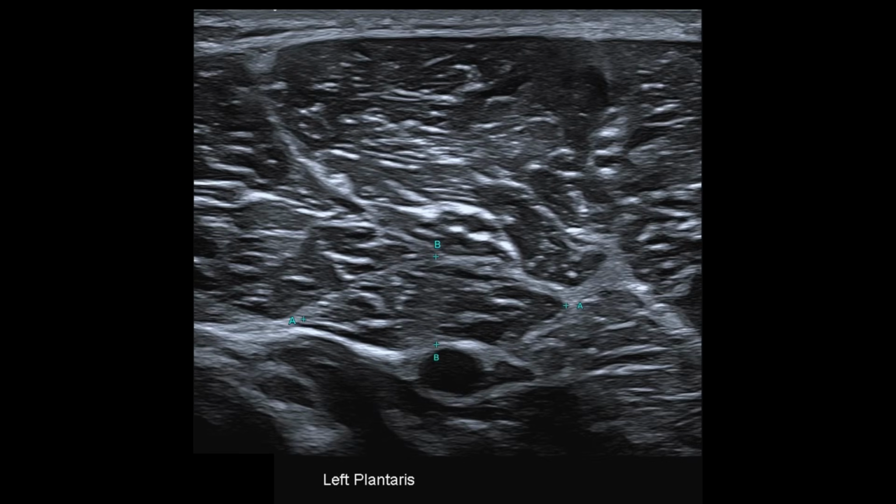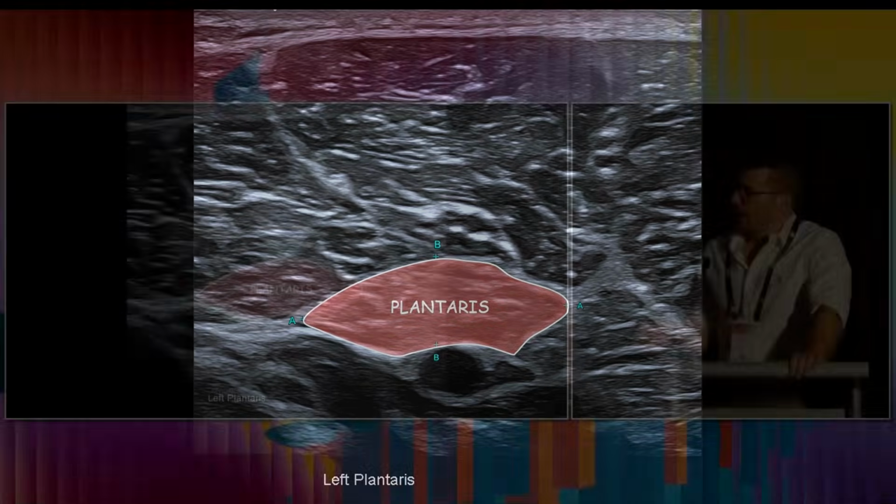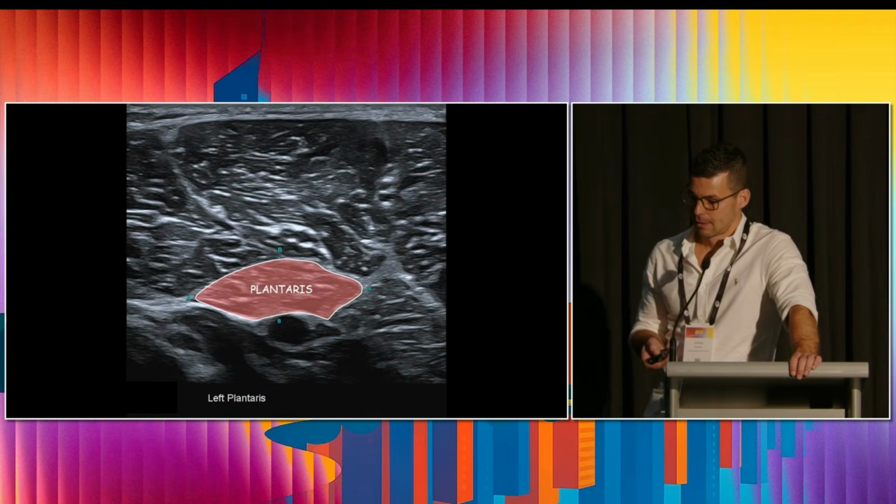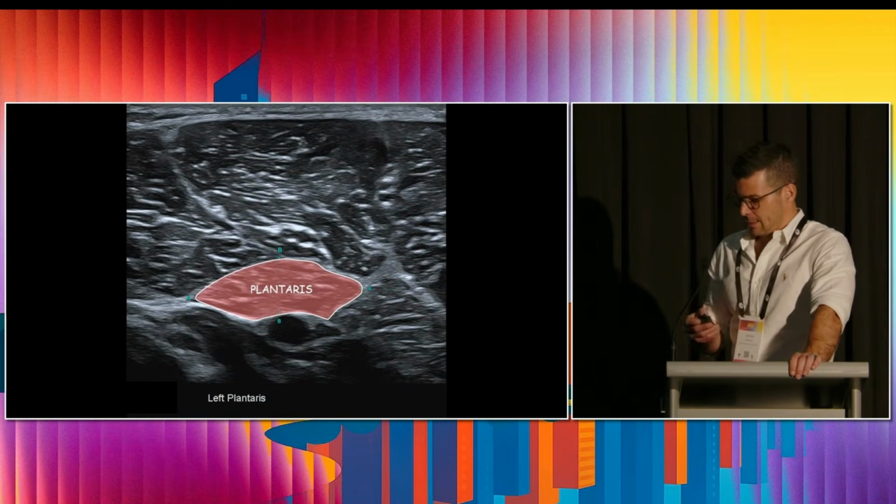Now, being able to identify the plantaris muscle belly is important, particularly in cases of popliteal artery entrapment syndrome. We want to be able to identify the muscle so that we can guide our Botox injection into the plantaris muscle belly to treat this condition.